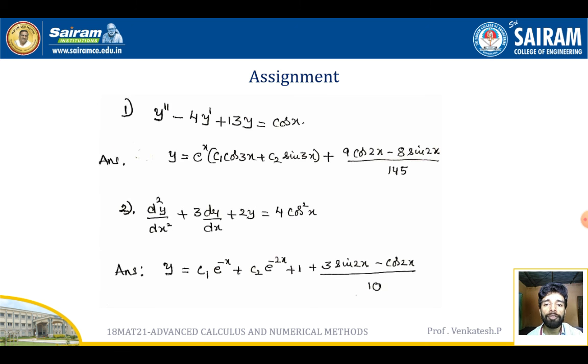Take a few problems for assignment. The problem is y double dash minus 4y dash plus 13y is equal to cos x. And one more problem is d square y by dx square plus 3 dy by dx plus 2y is equal to 4 cos square x.